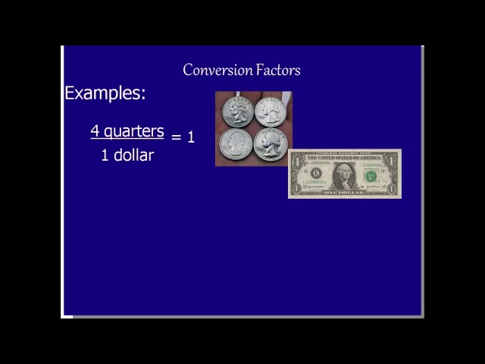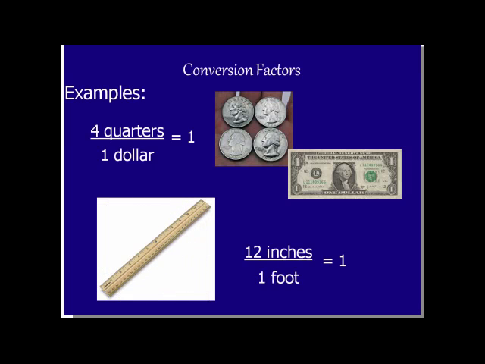Now, obviously, we don't use quarters and dollars in chemistry, but we do take measurements. So let's look at, if I were to use a ruler, now this isn't the metric system, but something you're familiar with. We could look at the relationship between inches and feet. So we know that 12 inches is the same thing as saying that I have 1 foot. And again, we can put 12 inches in the numerator, 1 foot in the denominator, or we can flip this conversion factor and have 1 foot in the numerator and 12 inches in the denominator.